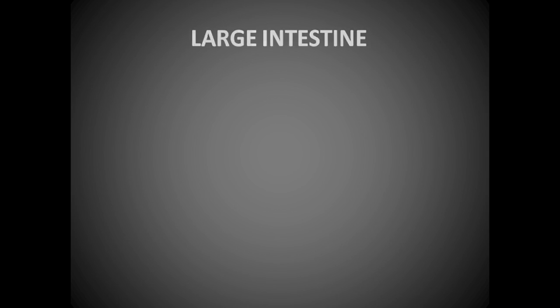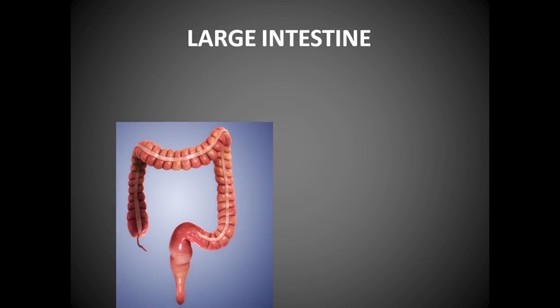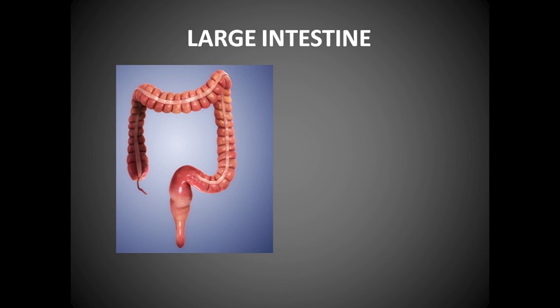Now, the large intestine. We told that the digestion is completed in the small intestine. There again the villi is helping and absorption is also started there. Now, what is left for the large intestine? The large intestine actually helps in the absorption of water.